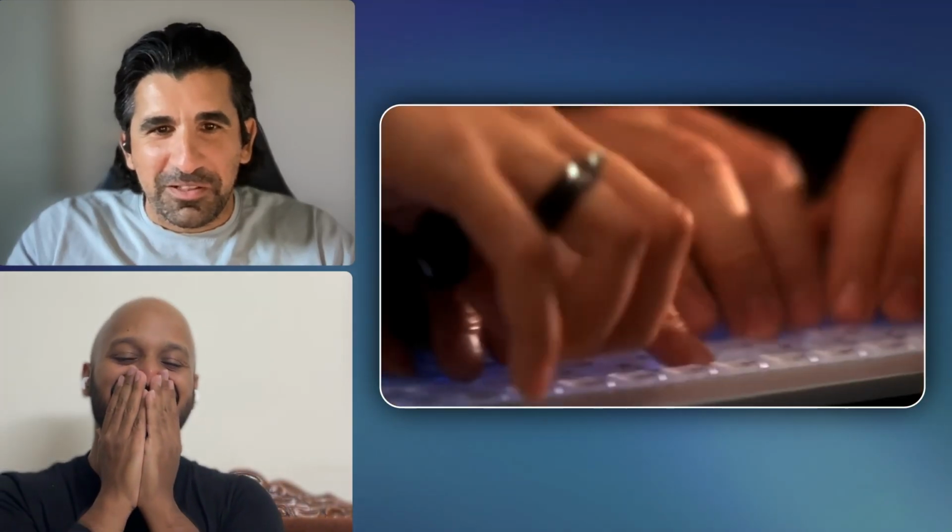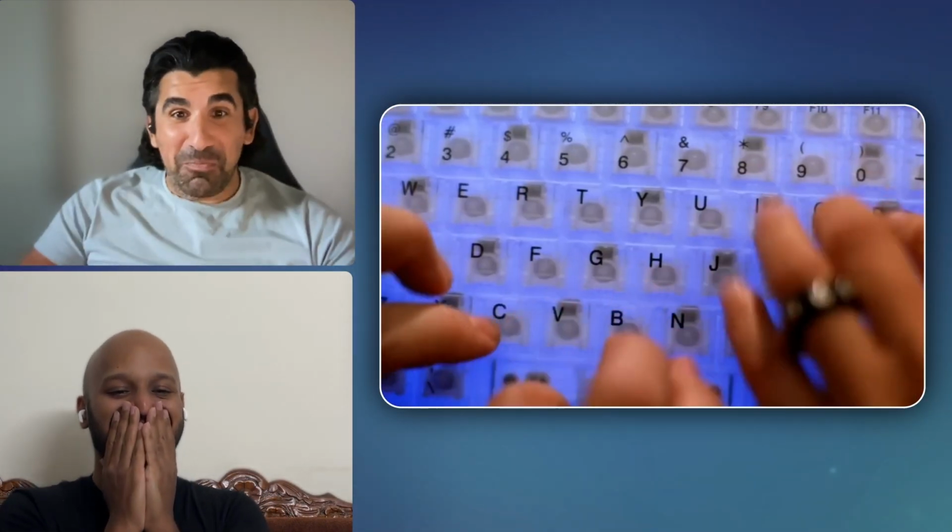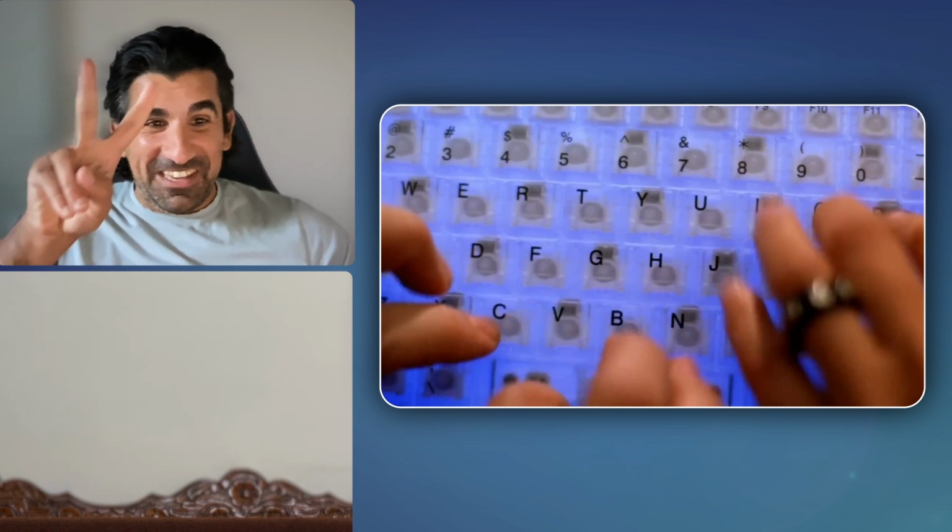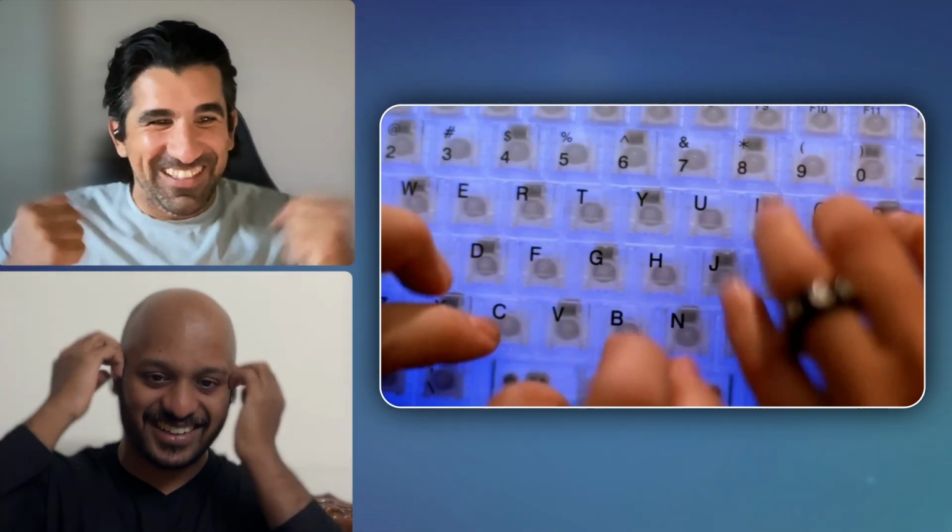Oh my gosh, they move so quickly. Oh, there's two people on a keyboard! We found it again, two people on a keyboard! What? There's two people on a keyboard!